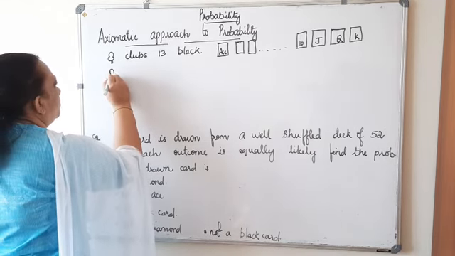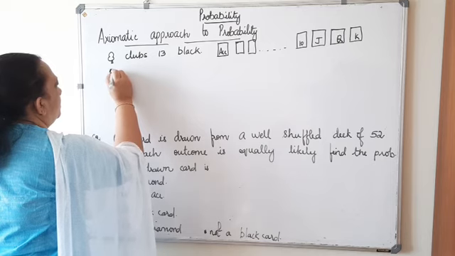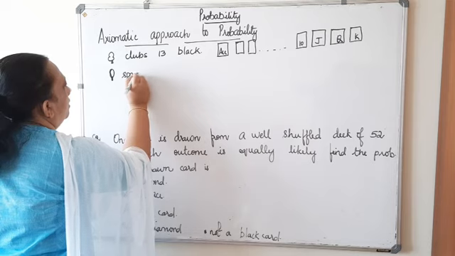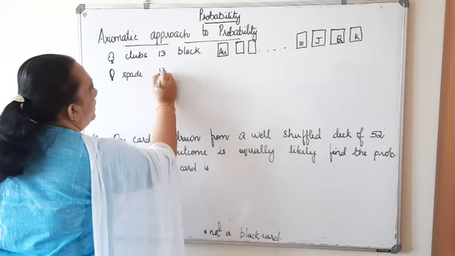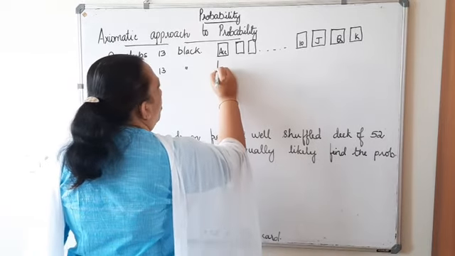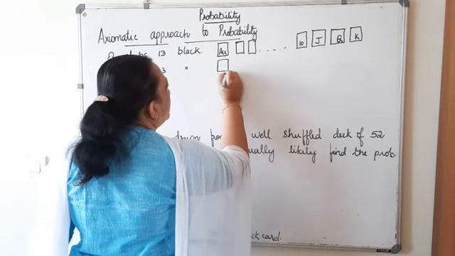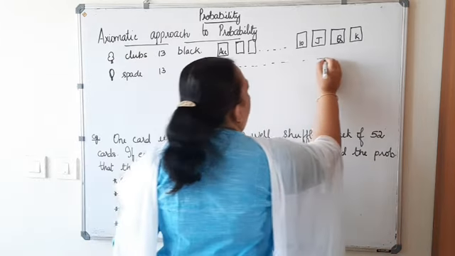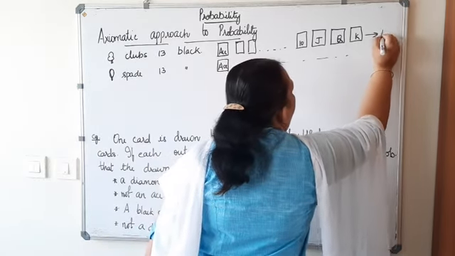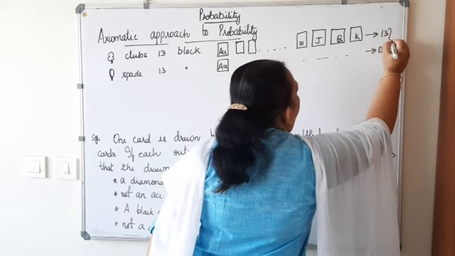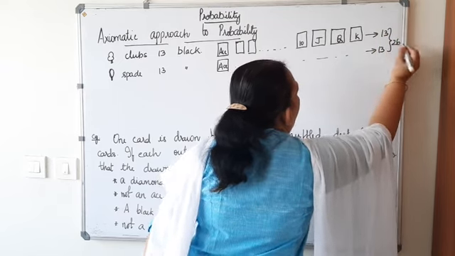Then you have spades, spade cards. This is also 13 in number. This is also black. It also has 1, and 1 means it is ace, etc. And this also has 13 cards. So total number of black cards is equal to 26.